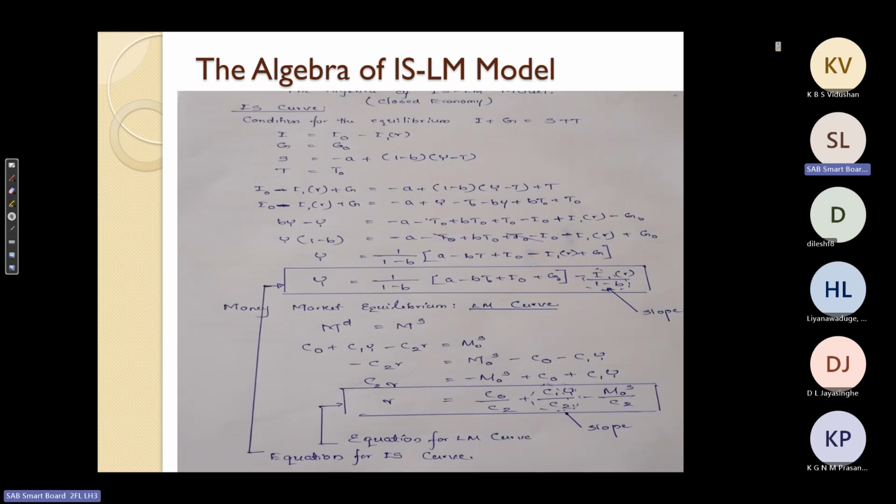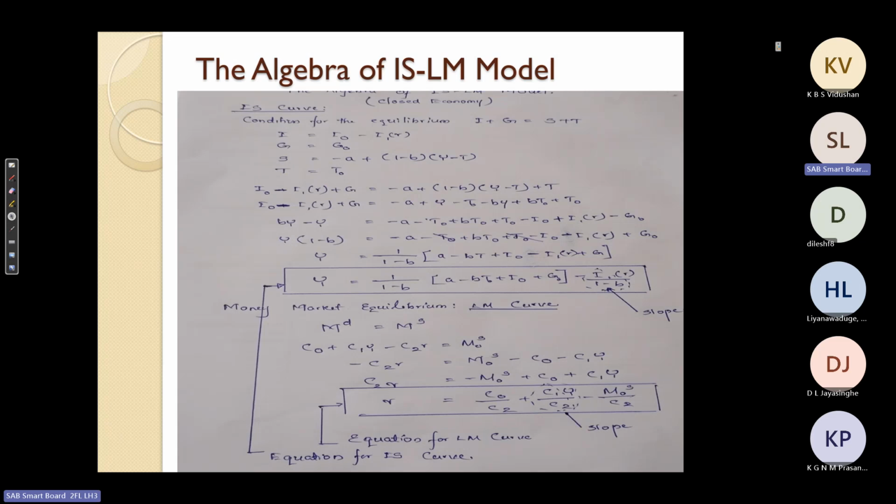Now, looking at the real sector, we take the injections and the withdrawals. Our model is a closed economy model so far, we are not open now. So you can simplify. Can you write down those things?